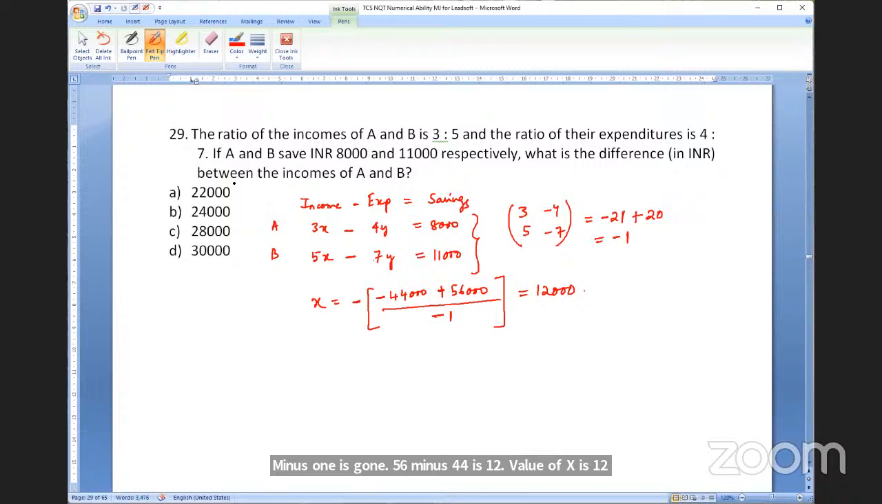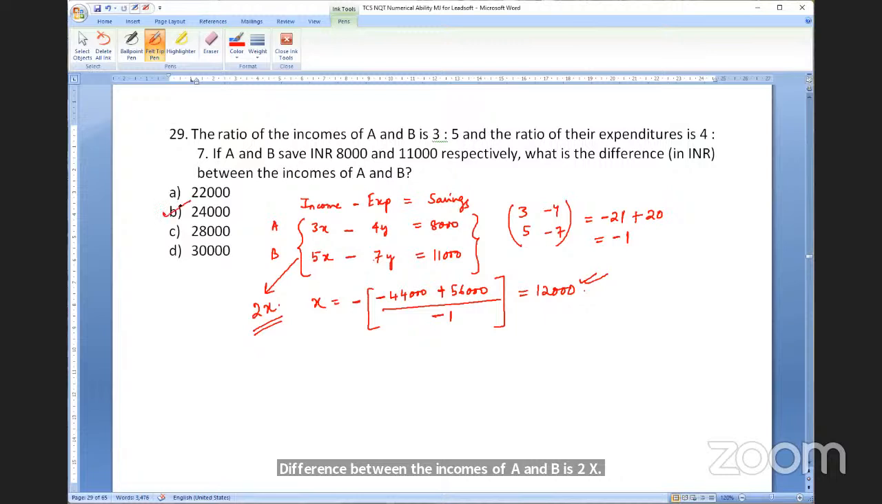What is the difference between the incomes of A and B? Difference between the incomes of A and B is 2x. And value of x is 12,000. 2 into 12,000 is 24,000. Option B is the pick.